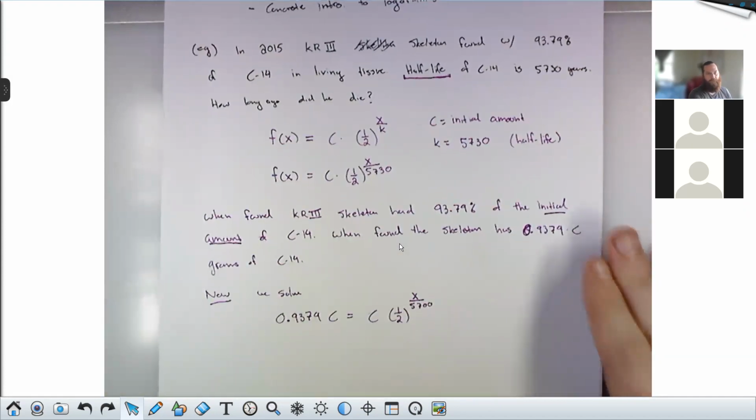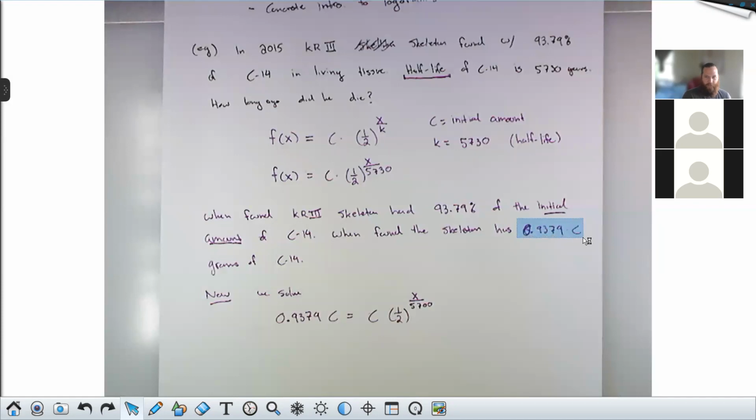So the problem might seem impossible at first because we're not given the initial amount of carbon-14 in his body, but we're trying to solve for a percentage of that initial amount. So when we set up the relevant equation, here's how much carbon-14 is in the skeleton now. Here's how much carbon-14 would be in the skeleton X years after he died. Both of these have a factor of C, which we can divide both sides by and cancel.